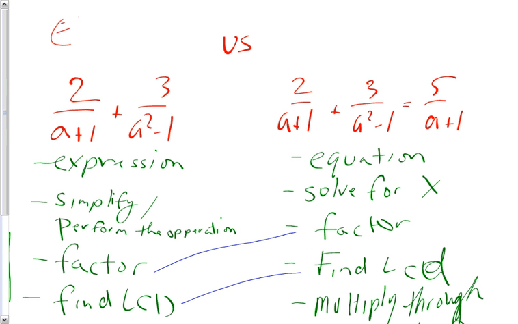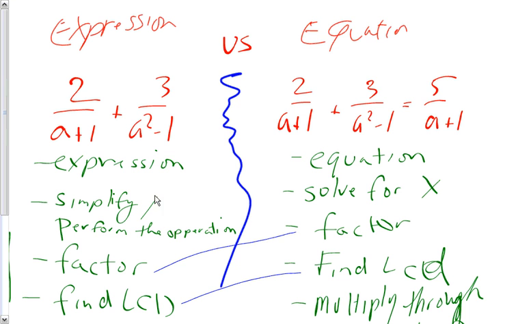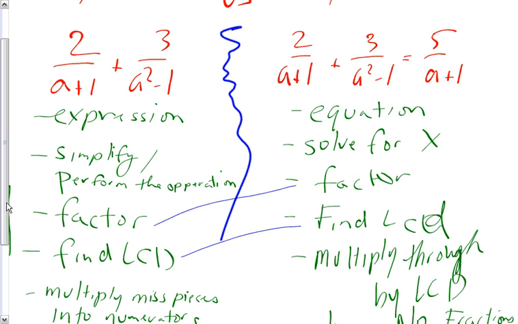Okay? So one of the things we just have to be careful about is looking at the difference between an expression and an equation. Okay, that's the biggest. First things first, when we look at these, one's going to have different directions. One says simplify, perform the operations. The other says solve for x. Both of them are going to still have pretty similar processes. You're going to factor both of them. However, you are going to multiply through by the LCD just like this to get an equation solved.